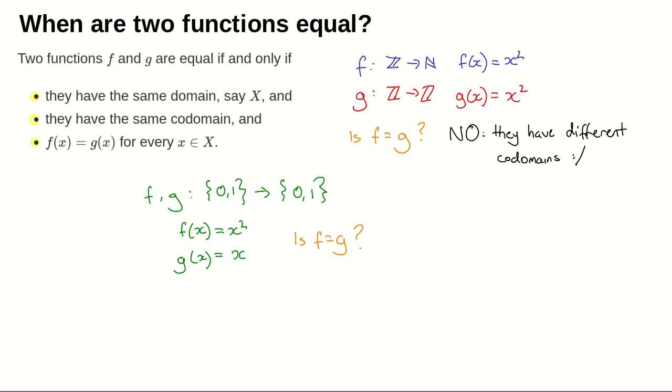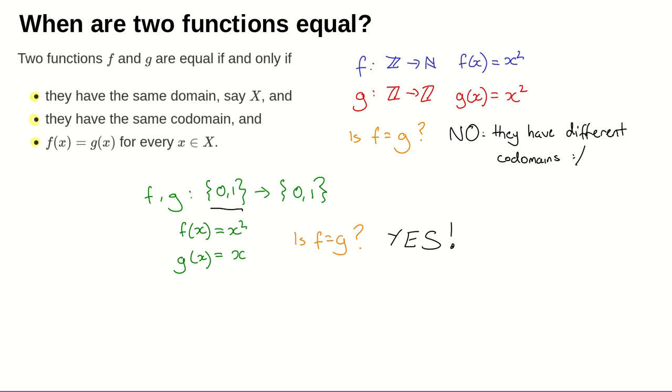Okay, well, I hope you did do that, and I hope you also decided that the answer was yes, because this time these things are equal as functions. So why is that? Well, look at the three parts of the definition of equality of functions. First part, if two functions are going to be equal, they've got to have the same domain. Well, this is true for our functions. They both have domain equal to the set 0, 1.